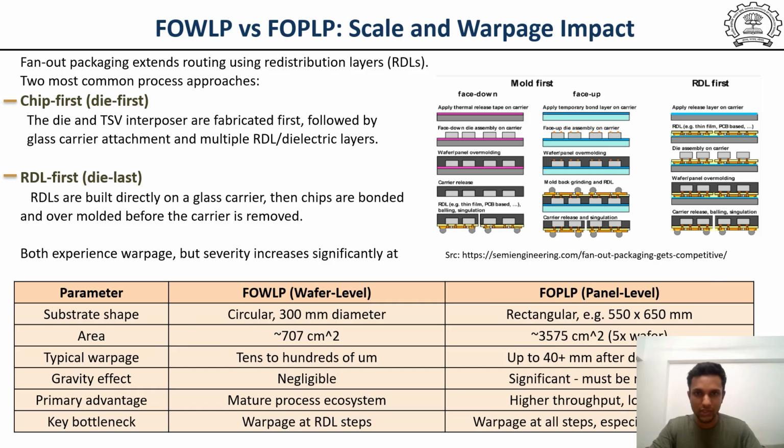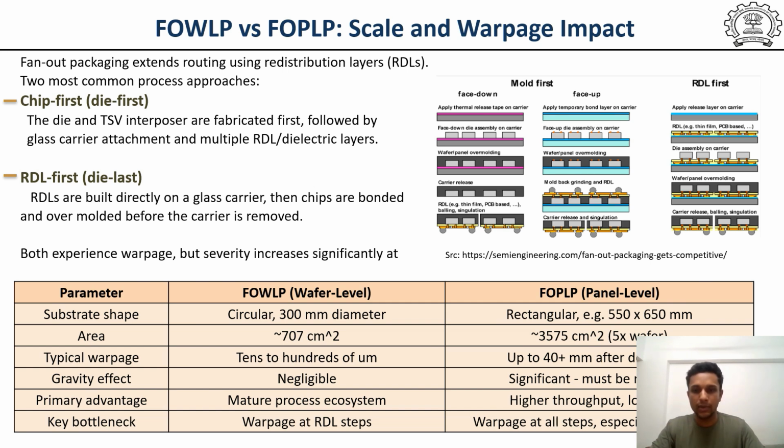So both approaches suffer from warpage, but the scale of the problem is dramatically different between the wafer and panel format. So that's the main difference between wafer level packaging and panel level packaging. You can see it in the table by yourself, because the difference is huge: the area is much larger for a panel than for a wafer, and the warpage number for a wafer is much lower compared to a panel. The gravity effects are negligible for a wafer while they have to be considered for panel level packaging.